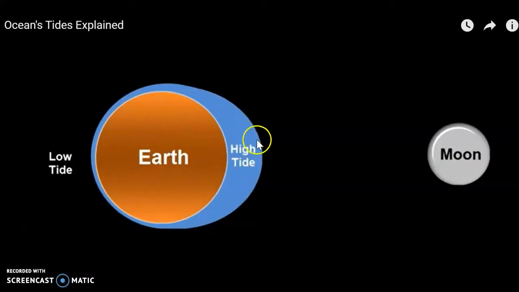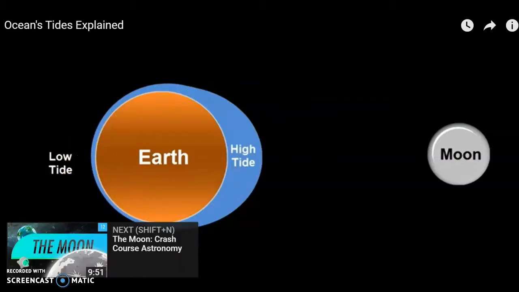Okay, this is definitely a misconception. We know there are 2 high tides and 2 low tides each day, and he's about to explain how that second high tide occurs on the other side of the Earth.